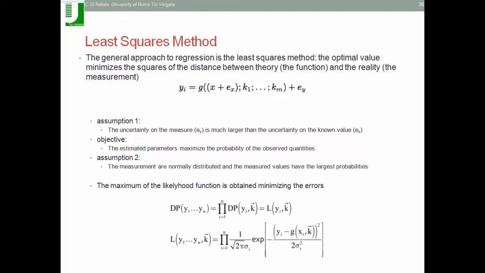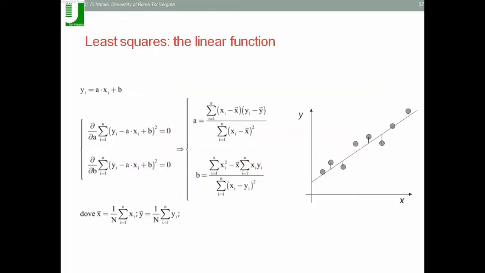And this is, let's say, the likelihood function, and the likelihood function is maximum when this quantity, that is the least squares, is minimum. So to minimize the error means to maximize the likelihood function, then to maximize the fact that what we observed is something with the maximum probability. So there is a sort of entropy principle in this story.